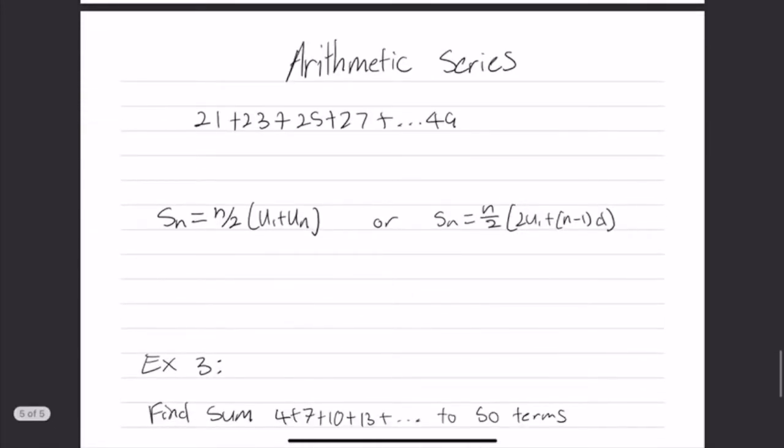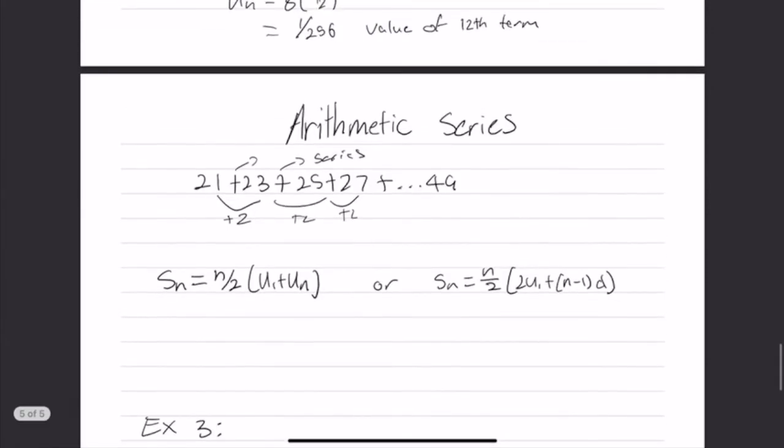Now we'll move on to the arithmetic series. The difference between a series and a sequence is that a series is added, whereas a sequence is just commas instead. So you can see the additions keep coming up, so that means it's a series. But it has the same principle. It has to keep increasing by the same amount. So this is still plus 2, this is still plus 2, this is still plus 2, and it keeps going to 49. So there are 2 formulas to use for an arithmetic series.